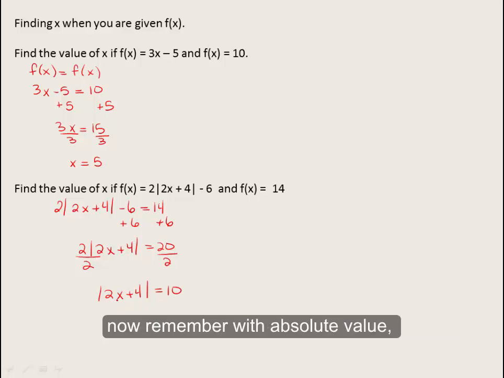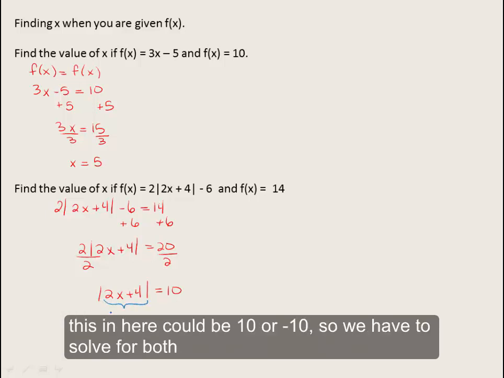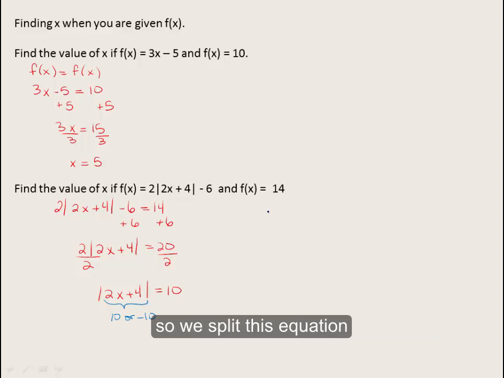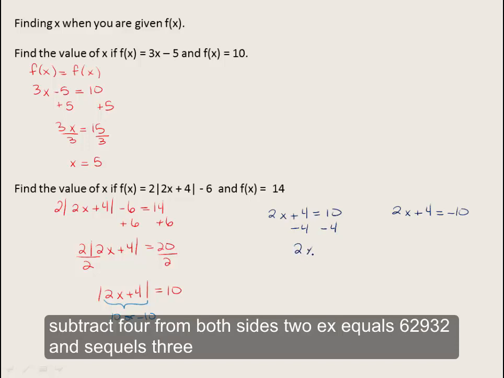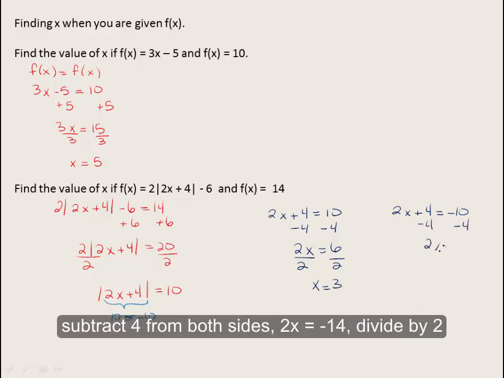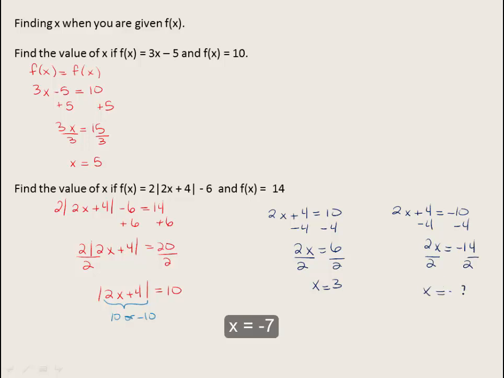Now remember, with absolute value, this in here could be 10 or negative 10. So we have to solve for both. So we split this equation and we solve 2x plus 4 equals 10 and 2x plus 4 equals negative 10. Subtract 4 from both sides, 2x equals 6, divide by 2, x equals 3. Subtract 4 from both sides, 2x equals negative 14, divide by 2, x equals negative 7.